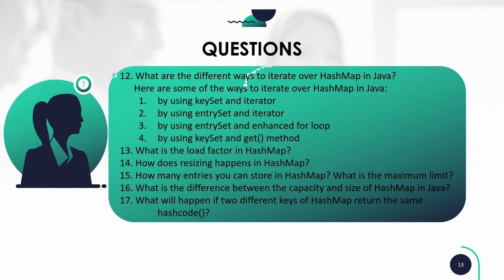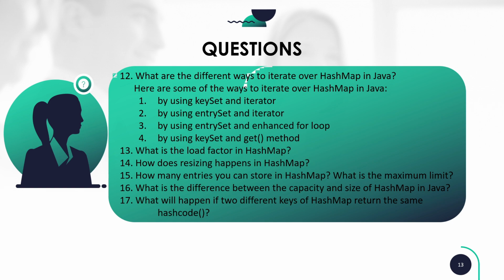So the next question is, what is the difference between capacity and size of a map? Capacity is the initial capacity, or the size of the bucket, whereas size of hash map is the number of keys or number of entries that are present in the hash map.